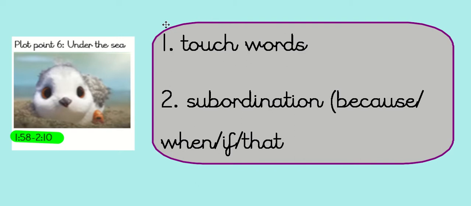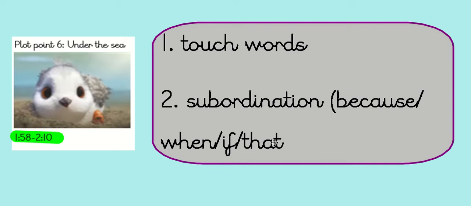First of all, we're going to see if we can think about some touch words. How did that feel on Piper's body? Maybe ruffling through his feathers, the water. How did the water feel against his beak? How did the sand feel on his tummy? All those sorts of touch words so that we can give the reader a really good idea about how Piper was experiencing being under the sea.